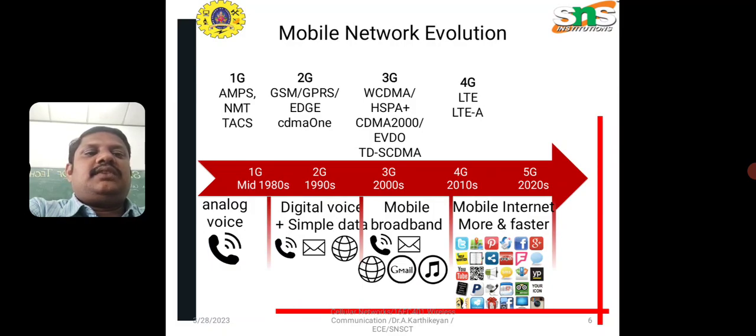These are the mobile network evolutions. 1G, 2G, 3G and 4G are the main techniques. For 1G, AMPS and NMT were the main technologies used. It was only for analog voice, so the phone was used for analog communication, that is, voice only. This was in the 1980s. After that we moved to 2G in the 1990s, with digital voice and simple data like email, phone calls and short message services, SMS. We use all of that in 2G.